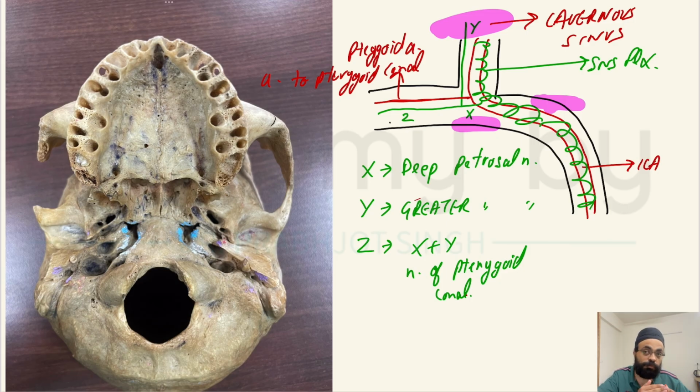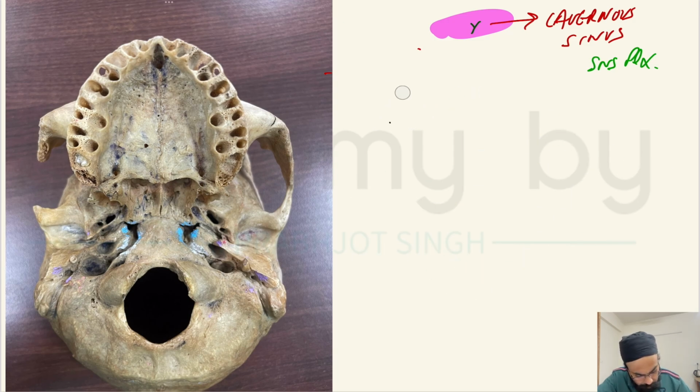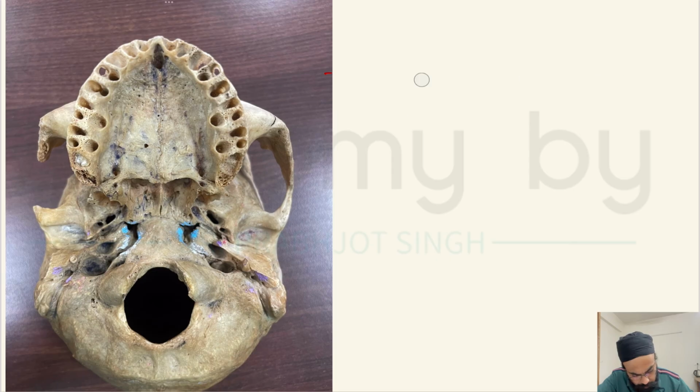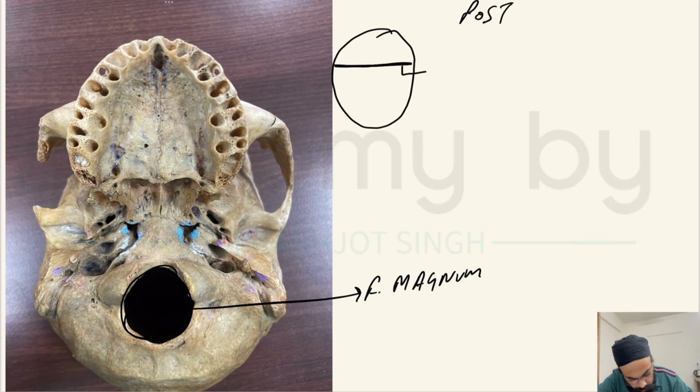Now let us move to the posterior part. Okay. So the posterior part. Posterior part में we need to सबसे पहले talk about the largest foramen of the skull, the foramen magnum. So this foramen magnum is divided into two by an alar ligament.